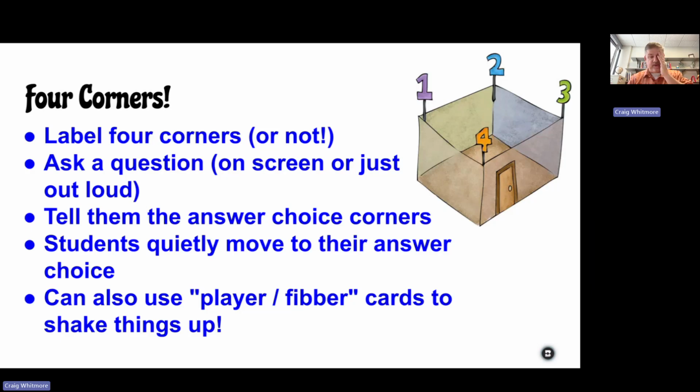Another alternative is to use cards and to give everyone a card. And if they have a certain number of card, you tell them that they're a fibber. They are someone who's going to do the wrong answer, so that not everyone just goes with the crowd. So that's one way you can sometimes shake things up.